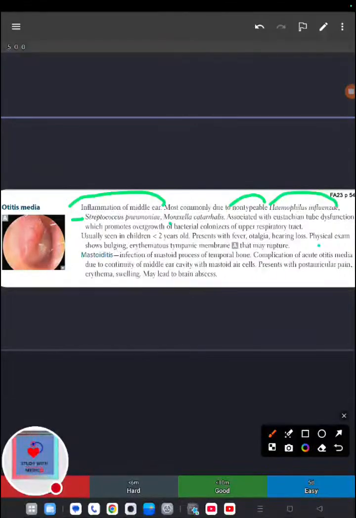Presents with fever, otalgia, hearing loss. Physical exam shows a bulging erythematous tympanic membrane that may rupture. Mastoiditis is infection of the mastoid process of the temporal bone, a complication of acute otitis media, due to continuity of the middle ear cavity with mastoid cells. Presents with post-auricular pain, erythema, swelling, and can lead to brain abscess.